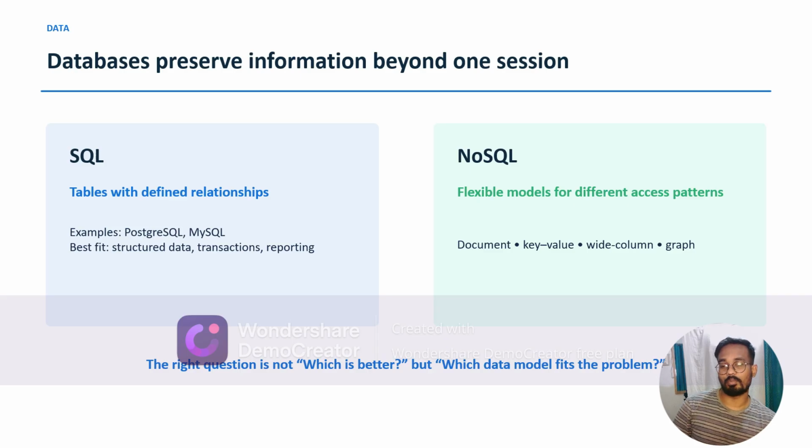This relational structure is particularly useful when we have structured data and relationships between entities. It is also very important when we need reliable transactions. For example, think about a banking transaction. If money is transferred from one account to another, we don't want the database to update one side successfully and somehow fail on the other side, leaving the system in an inconsistent state.